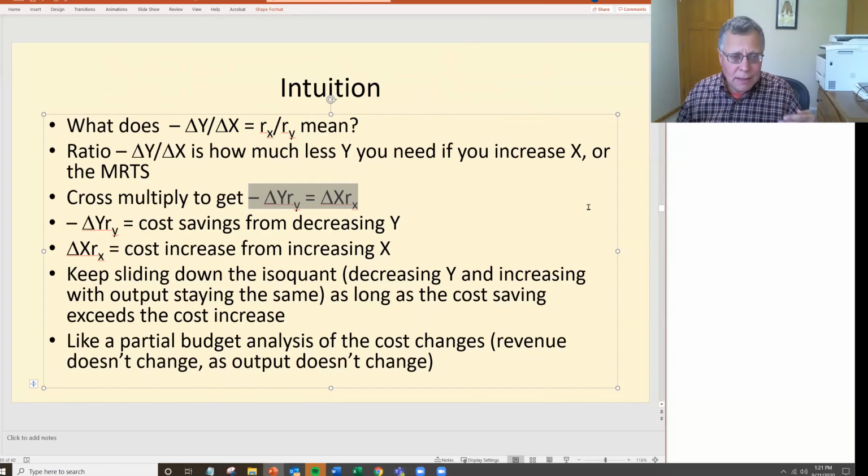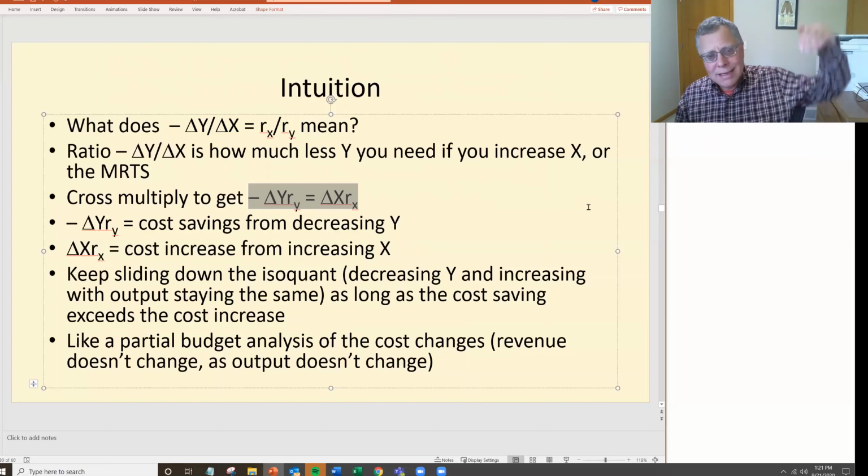So now, what is minus delta y times the price of y? It's the cost savings from decreasing y. I'm going to reduce my y, that's delta y, take it times the price, that's how much money you save by cutting back on y. What's that got to equal? It's got to be the cost increase from increasing x. You start using more x. How much more x is it? It's delta x times the price of x.